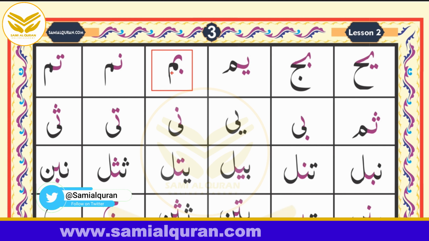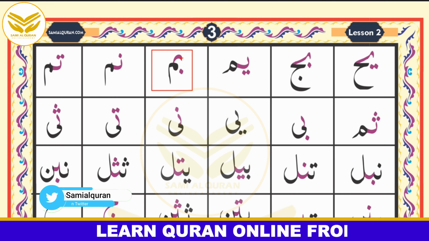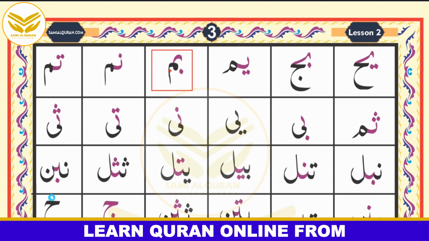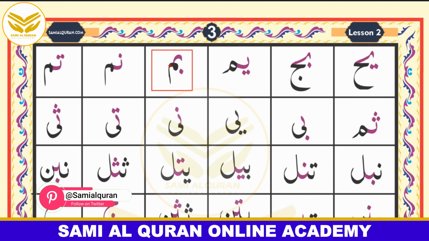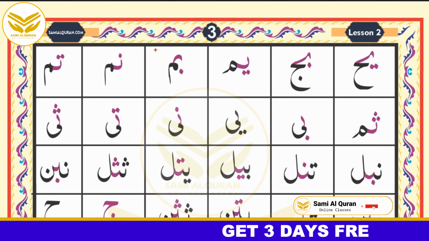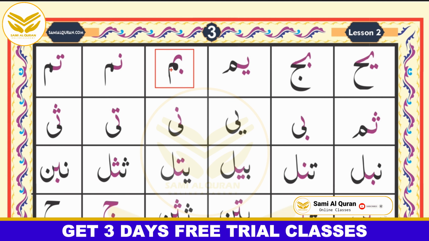Ba Mim. Here the purple one is Ba, which has 1 dot in the bottom, and the black one is Mim in a different shape. Just remember that Ba has 1 dot in the bottom and Noon has 1 dot on the top. So read again. Ba Mim.